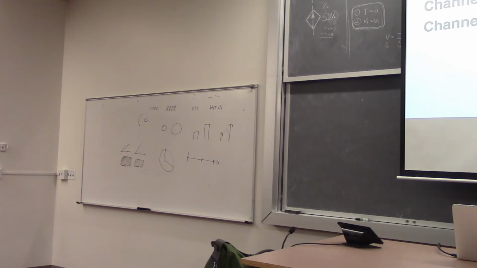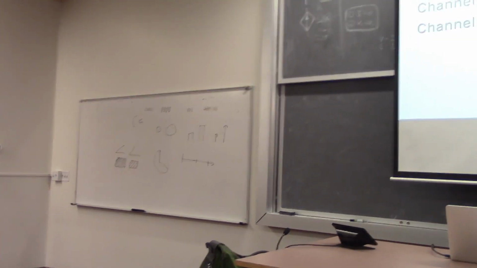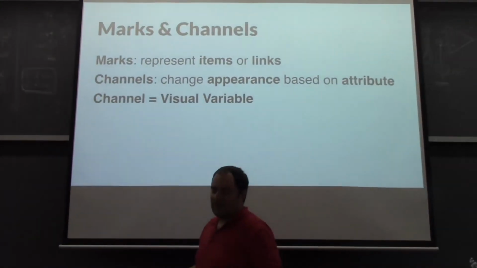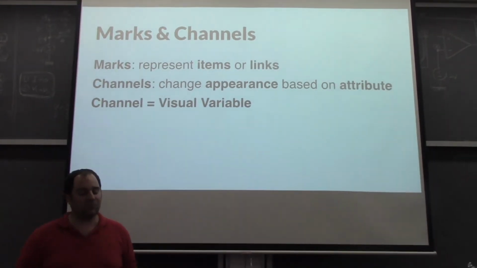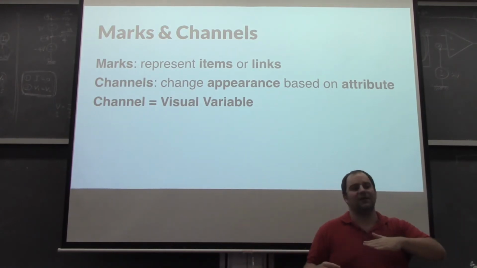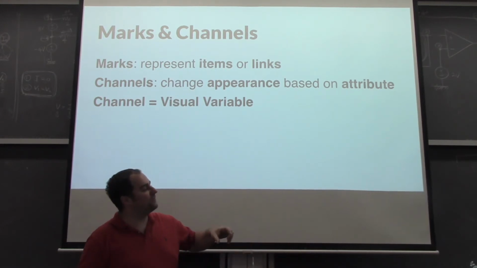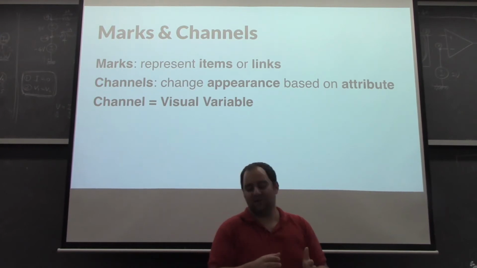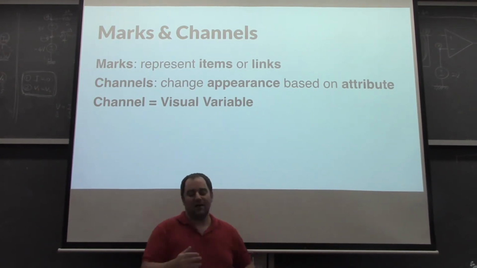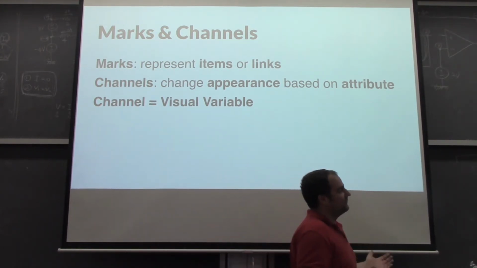So let's think about this in a bit more structured way. When we talk about the visualization alphabet, we distinguish between marks and channels. The mark represents an item or links. Each row in a table is represented by a mark. And then the channel changes the appearance proportionally to an attribute. So for example, if we have item person and height, and the person's height is the attribute we care about, then we would use the glyph of a rectangle as the mark and the height of the rectangle as the channel. And so this is how we create these visual variables.